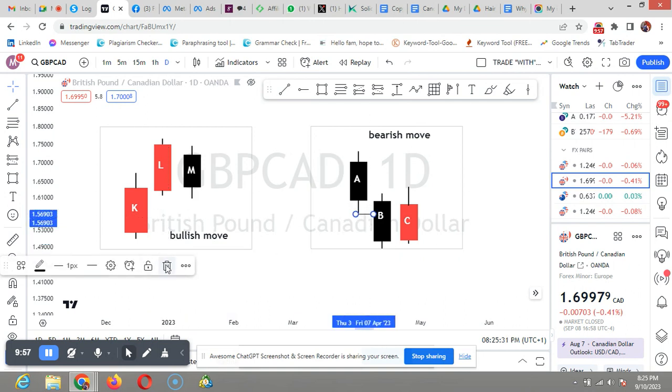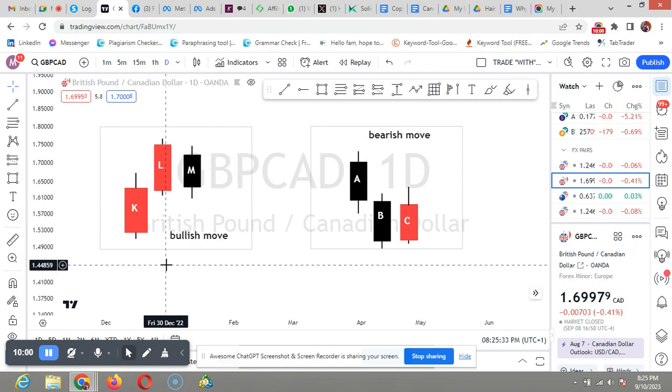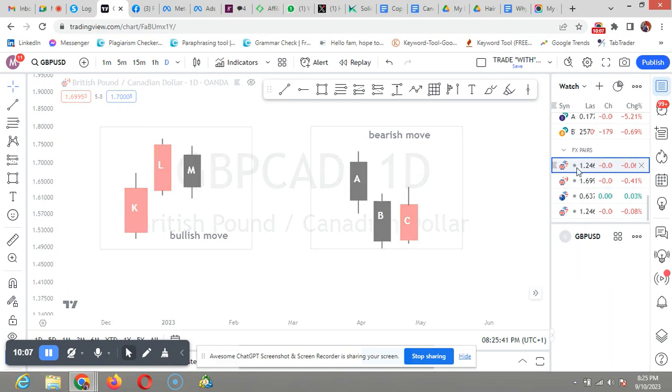So this is what we call a candle sweep. Let me show you by illustration. Let me show you by chart so that you can clearly understand this better. So let's go to a real market.